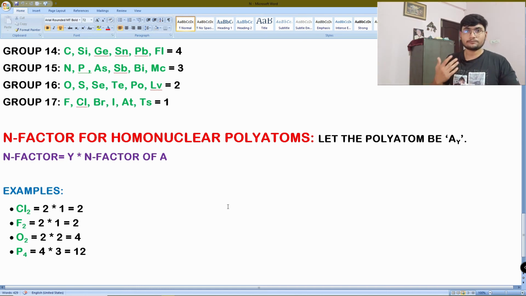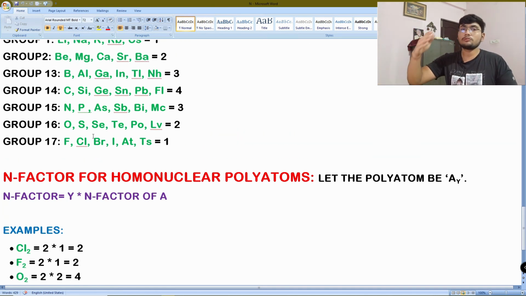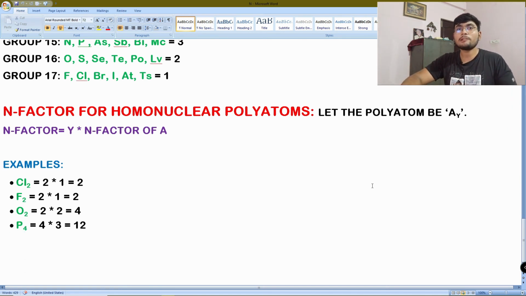So how to calculate the n factor of such polyatoms, basically homonuclear polyatoms, all right? So a general formula is that if the polyatom is like this, see my cursor, I am rotating it, AY, all right? So if the general formula of the polyatom is AY, the formula of the n factor will be y into the n factor of A. A will be the atom of any group from the above, right? So the n factor will be its valency, all right? So that will be the n factor of A. And what is y? That is the number of atoms involved in a molecule, all right? So I will give you some examples, then it will be more clear.